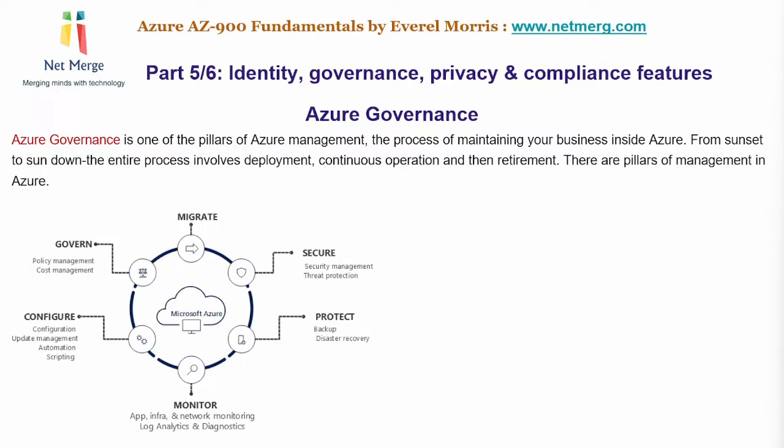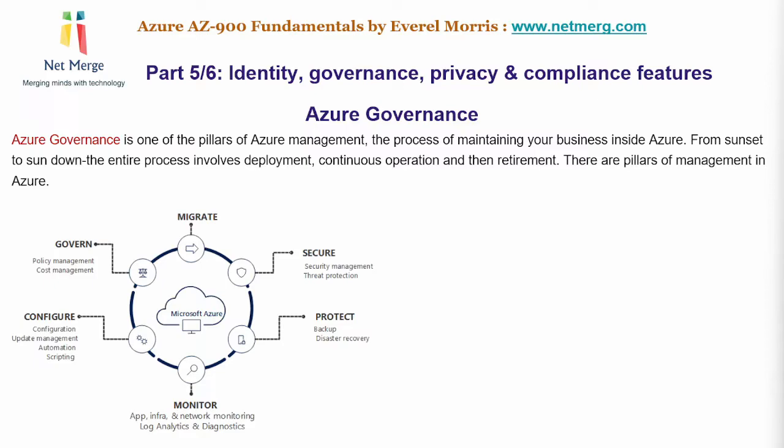Okay, let's talk about Azure governance now. This is an overall model of Azure governance, and Azure governance is one of the pillars of Azure management, the process of maintaining your business inside Azure. From sunset to sundown, the entire process involves deployment, continuous operation, and then retirement. So, from the moment you have an idea, from ideation to sunset until you retire a particular service, we're going through the entire cycle. And there are pillars of management in Azure.